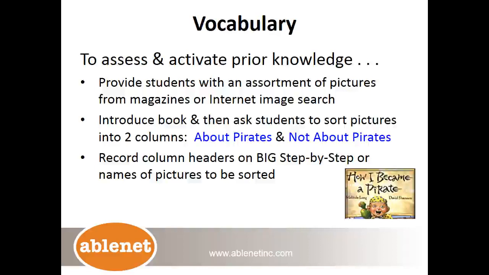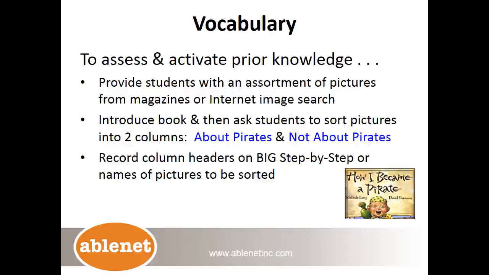And then when I have those column headers, it can be about pirates or not about pirates. I can use the device to activate at the time to say this is about pirates or this is not about pirates. The iTalk 2 would work perfectly, or 2 other devices would also work perfectly at that time. But it gives the students a way to build background knowledge around those stories.